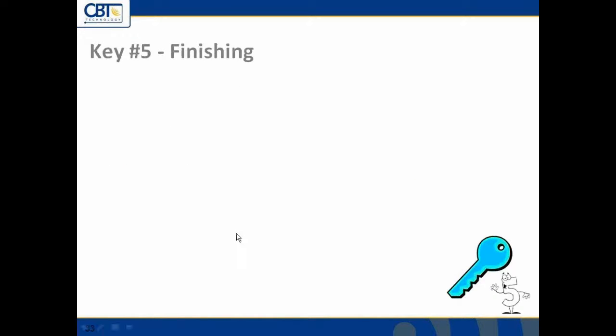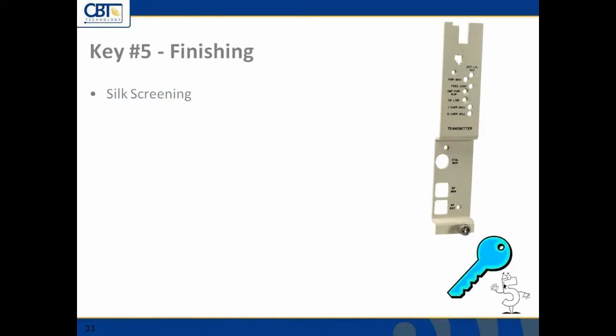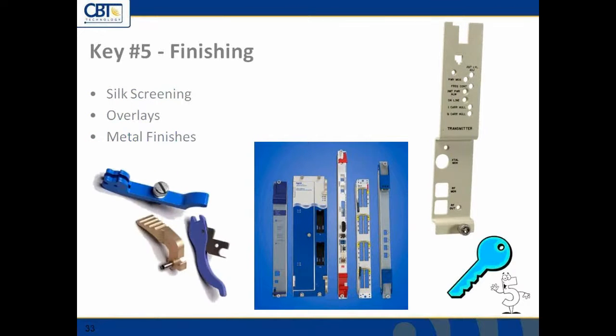As we wrap up our fifth key, we're going to talk a little bit about finishing here, and a couple of options that we have: the silk screening, overlays, and then different metal finishes that we offer as well.